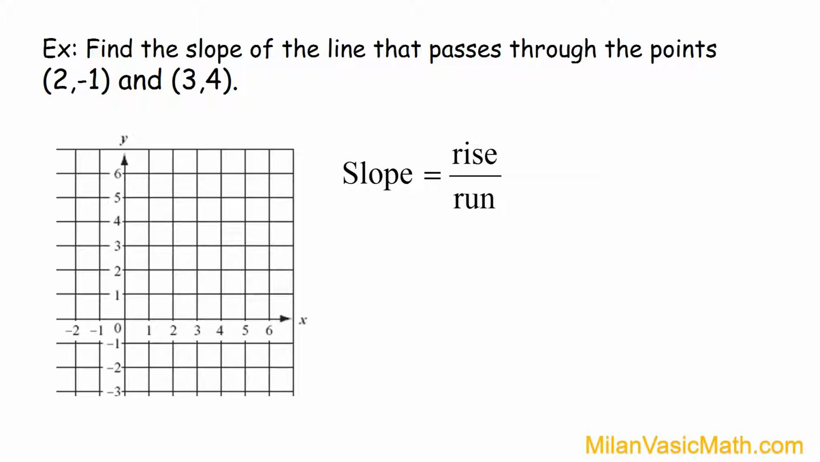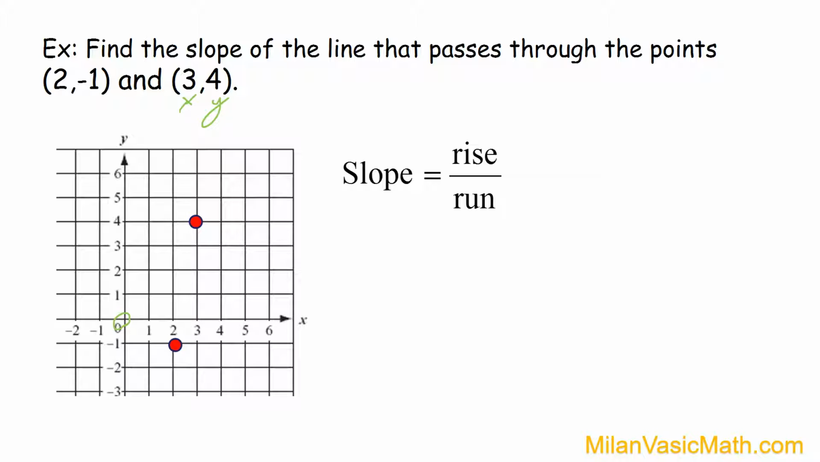Find the slope of the line that passes through the points (2, -1) and (3, 4). We're going to do this by graphing. When you graph, always start with the origin first, sometimes marked with an open circle, and go 2 to the right and 1 down. So there's (2, -1). And (3, 4) is 3 to the right. Remember, first do the x and then the y.